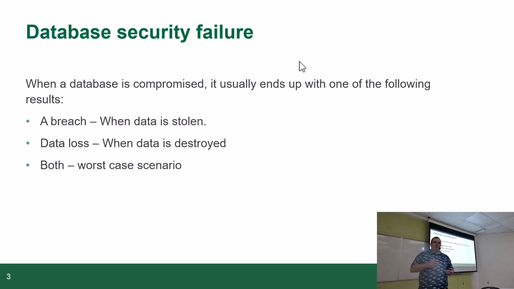So when you have a database security failure, in other words, when a database server is compromised, it usually ends up with one of the following results. A breach, which means the data was stolen. Data loss, which means the data was destroyed. Or the worst case scenario where you get a 2-for-1 deal, where somebody steals your stuff then trashes your house.